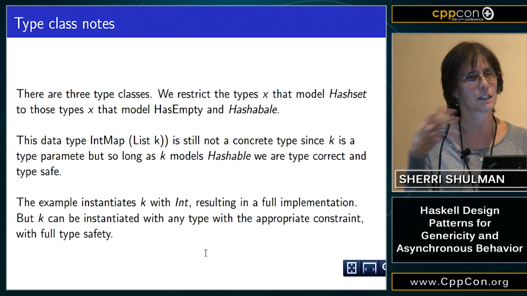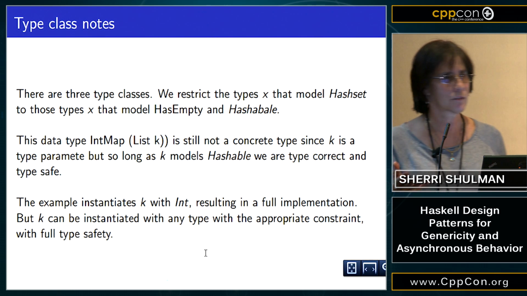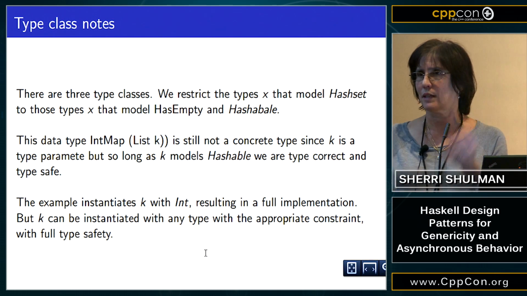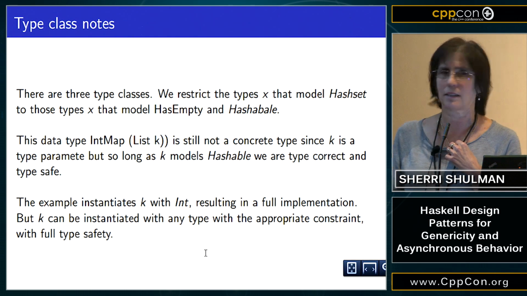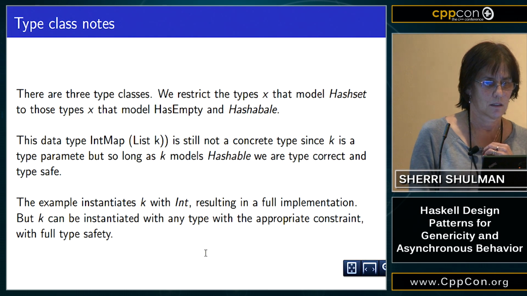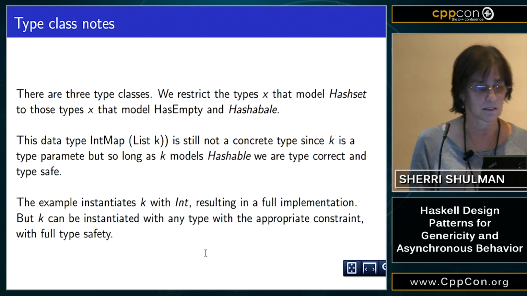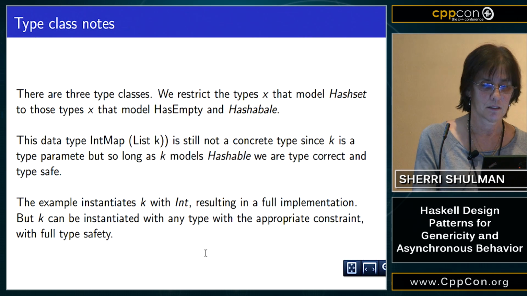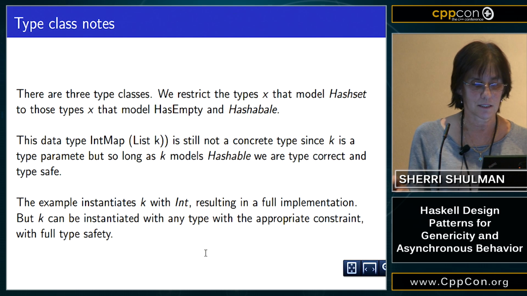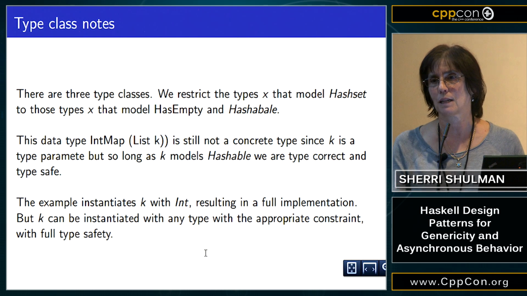And actually, we have two constructions then. We have both the container that holds the k. It has to have certain properties. And we have the values that are held inside the k. It has to have a certain property. The example we did instantiated k with int, resulting in a full implementation. But k could be instantiated with any type with the appropriate constraint with full type safety.